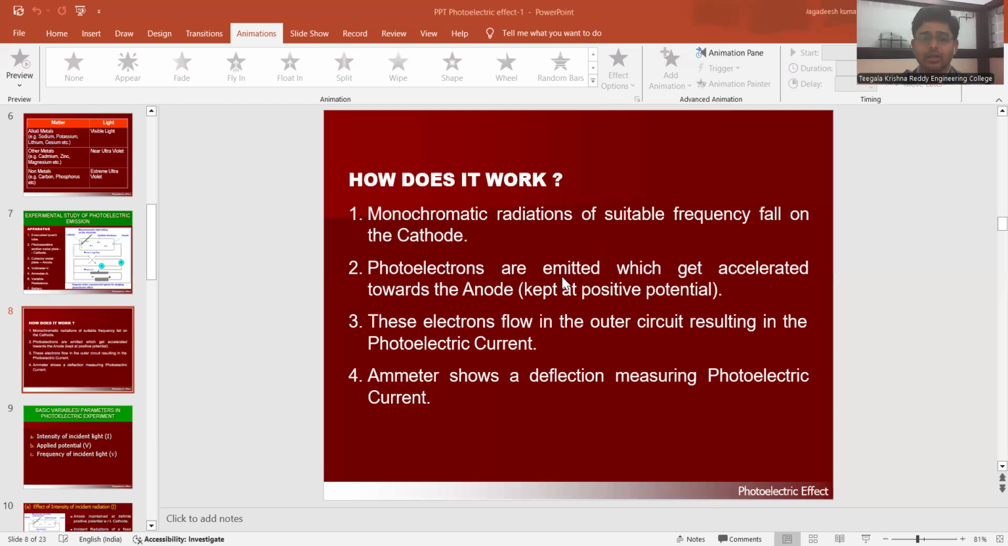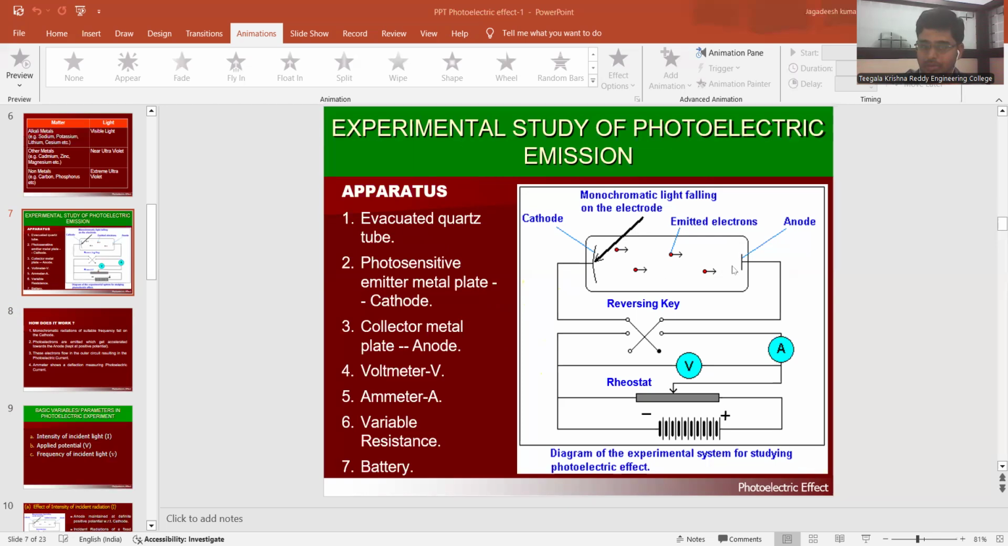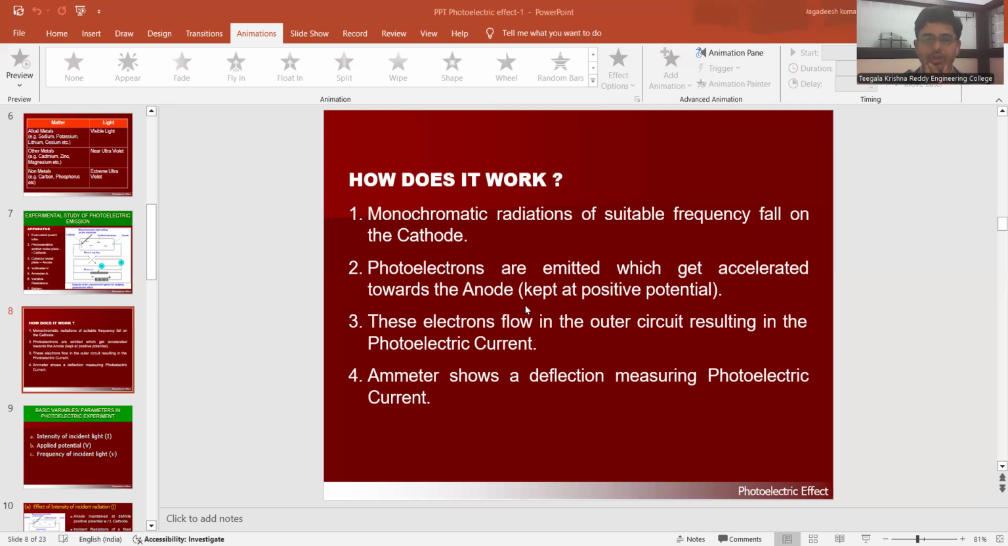The photoelectrons are emitted, which get accelerated toward the anode. When light falls on the cathode, the electron is emitted and this electron reaches the anode. This electron flow in the outer circuit results in the photoelectric current, and the ammeter shows a deflection measuring the photoelectric current.